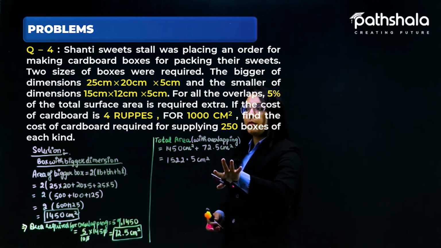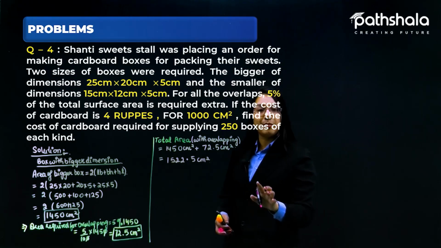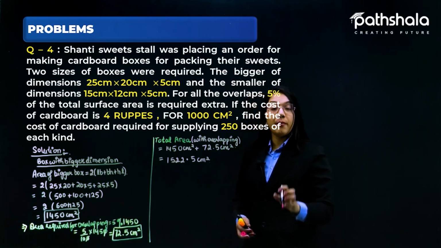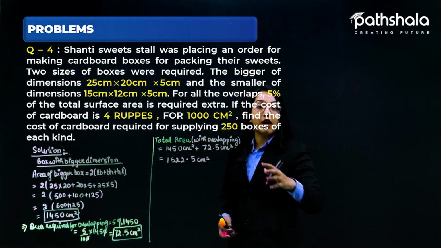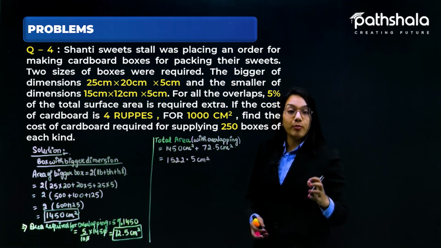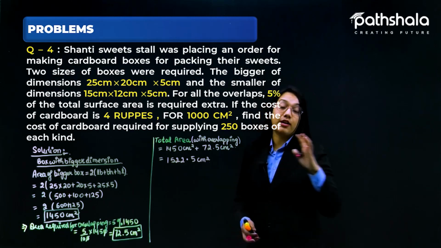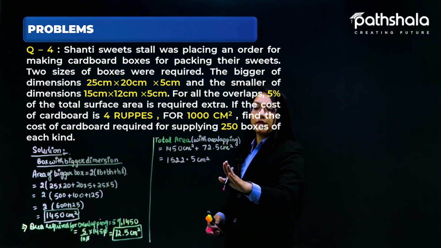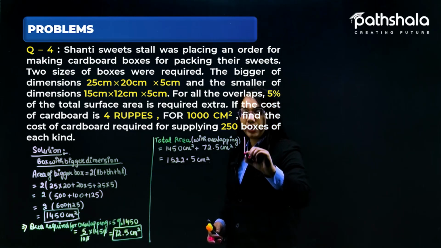Now this is all about the one bigger box, the area required for one bigger box. But the question says to find the cost of the cardboard required for supplying 250 boxes of each kind. Means we have to form 250 boxes of the bigger size and of the smaller size. So this is the total area for one box. Let's calculate the total area for 250 boxes.